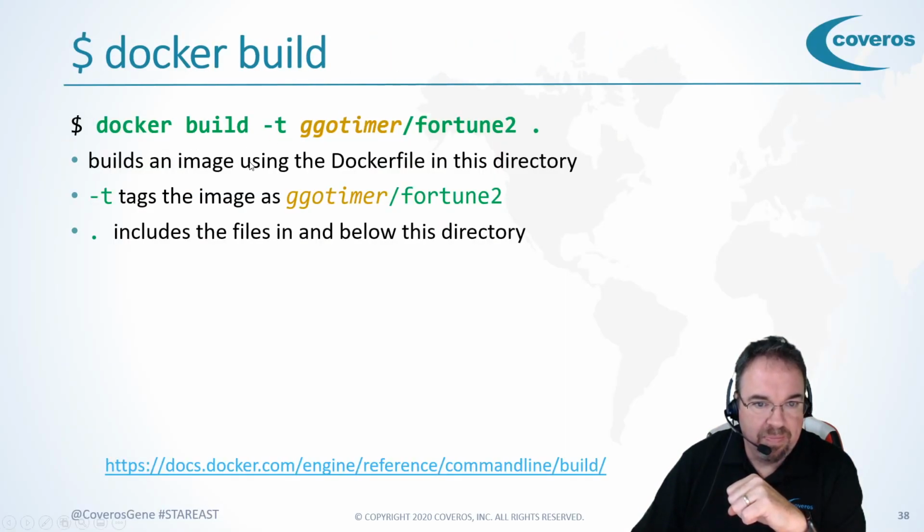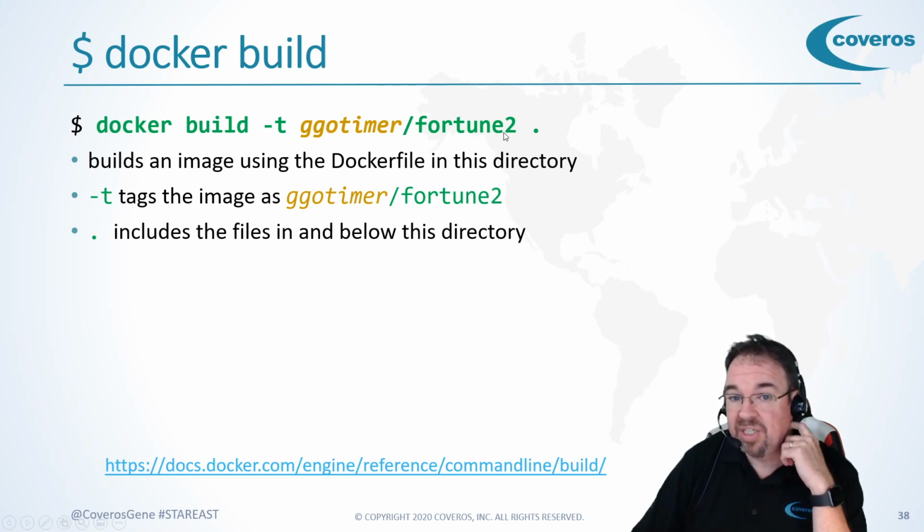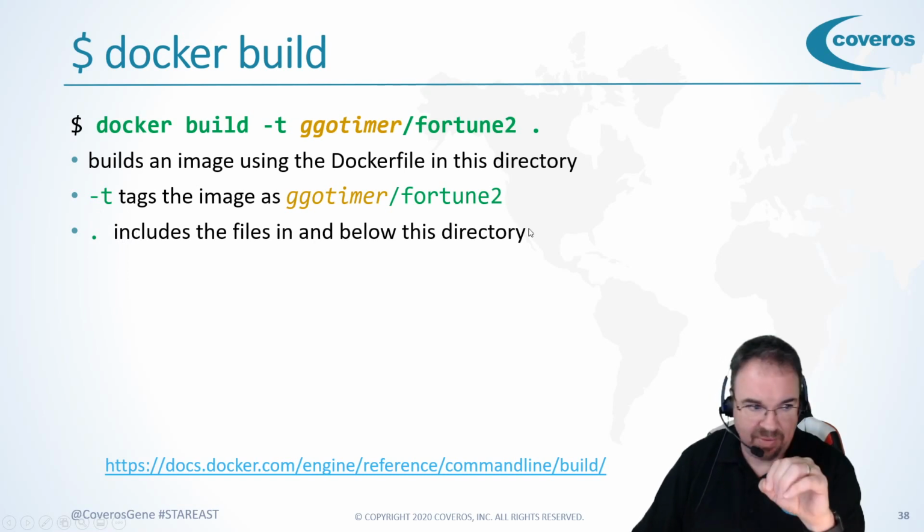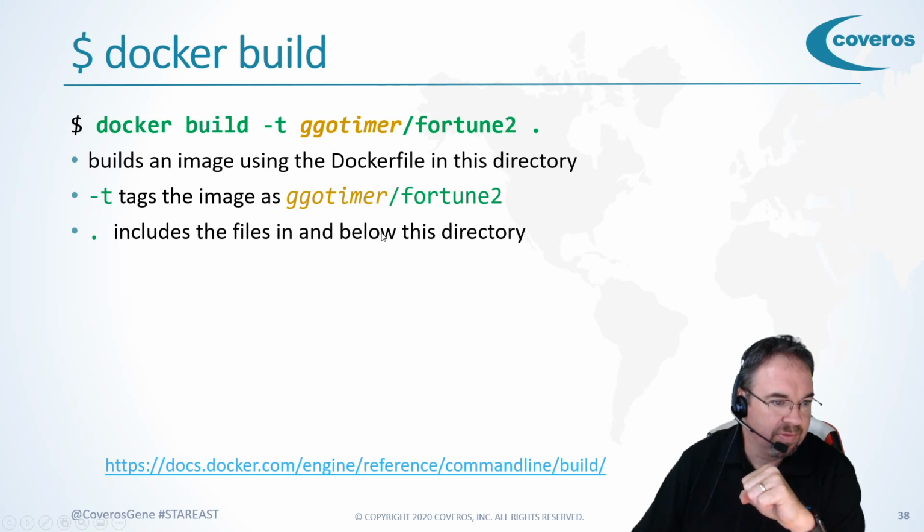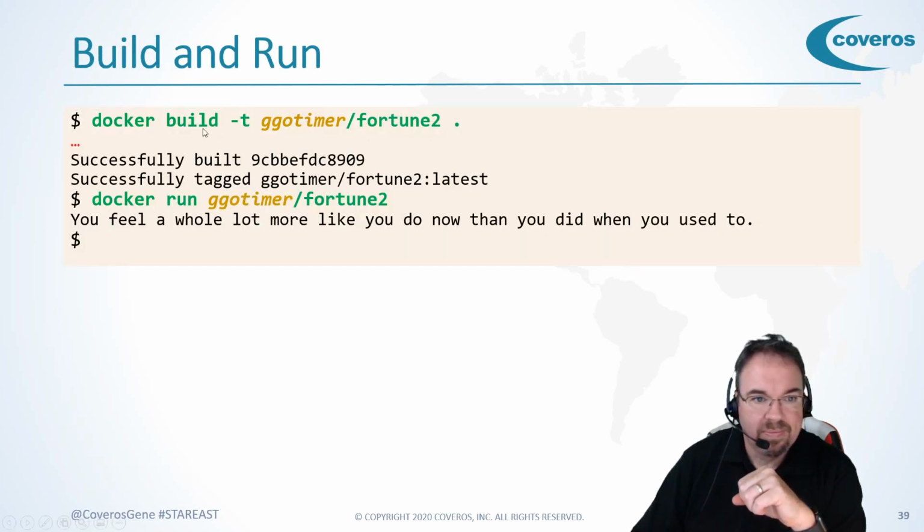So let's look at all those steps again. The docker build builds the image using the Dockerfile in this directory, the dot, because it was this directory. The -t says tag it as gotimer/fortune2. The dot says the files in and below this directory, including the Dockerfile with the capital D that we wanted. And when we ran that, we got the successfully built.